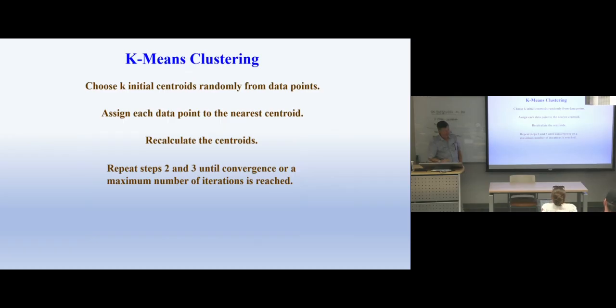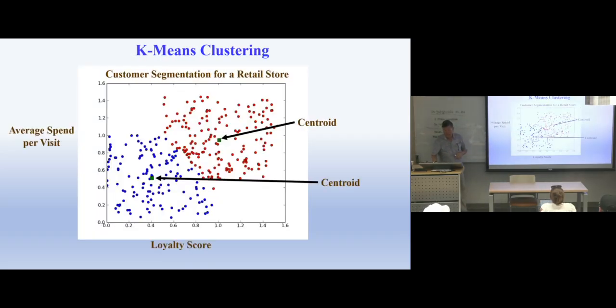It gets to be kind of interesting because you're going to choose your initial centroids randomly from data points. You don't know how many clusters you have because you've got no labeling, okay? Assign each data point to the nearest centroid, recalculate them, and you keep going until convergence is reached. So I don't know anything about that data other than I've got 2 variables, average spend and loyalty score.